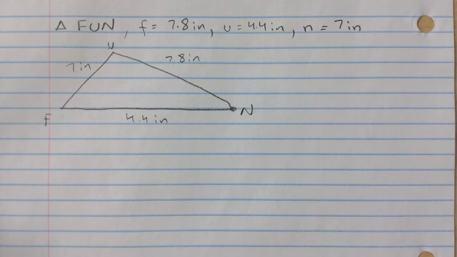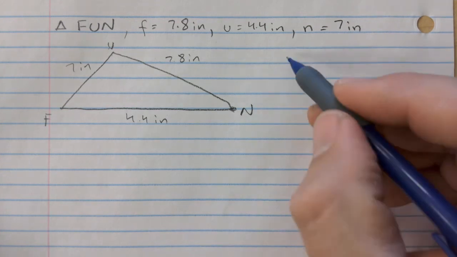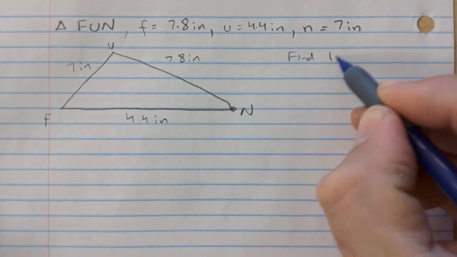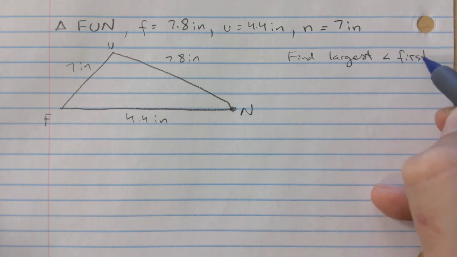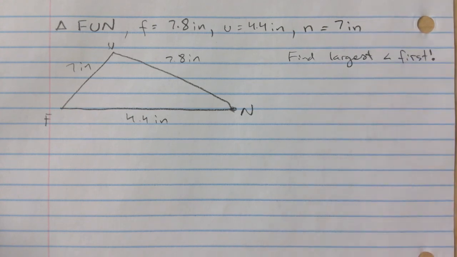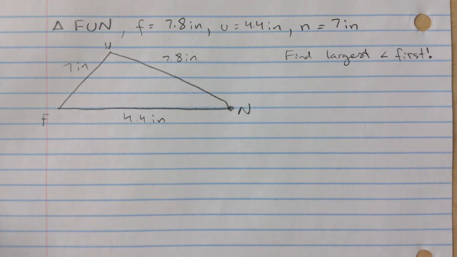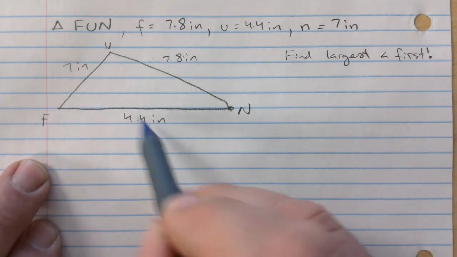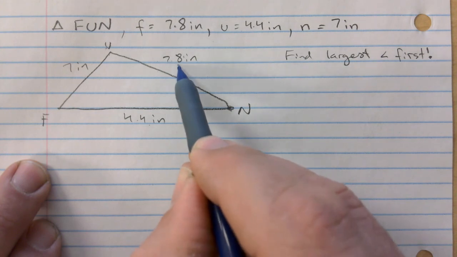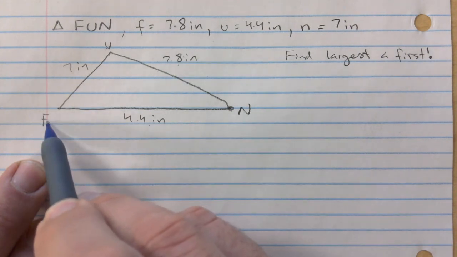Find the largest angle first, unless the question says go straight and solve for this angle. Then you abide by whatever the question is saying. But in this case, they're leaving it open, so it's up to you. So I'm looking at the sides. This is the longest side, so angle F is going to be the largest angle.